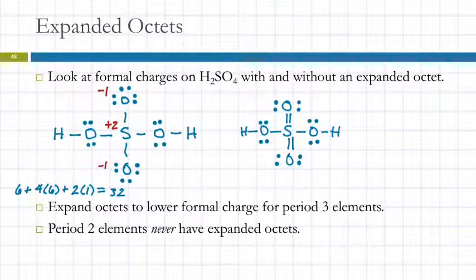This violates the octet rule, but sulfur's a big boy and can do that. Expand into the d orbitals. So this is the actual structure, and Lewis theory helps us to predict this versus this first one by looking at the formal charges. Any questions? Just remember, period 2 elements never have expanded octets. It's just not possible.